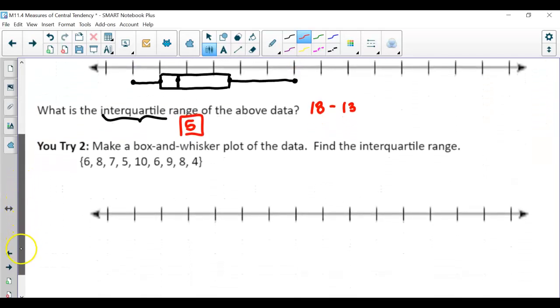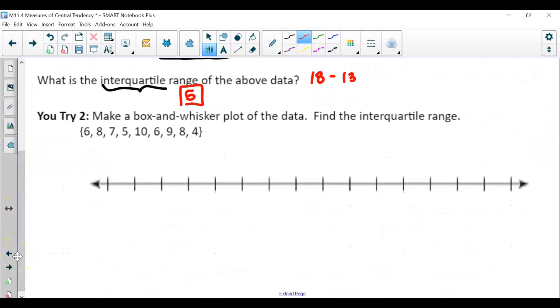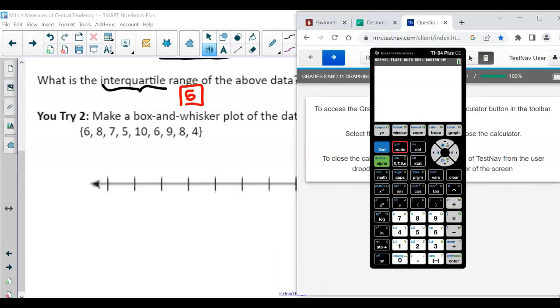So go ahead now and pause the video and get these 5 key points, and create the box and whisker plot and get the interquartile range for this data set on your own. And here we go. So let's make sure you put this in correctly. So again, you're supposed to go to stat, then just edit, so enter. Then here's your list. You should have had about 9 if I'm not mistaken.